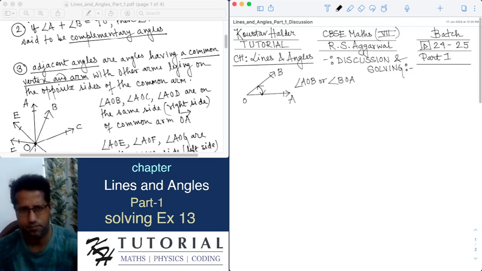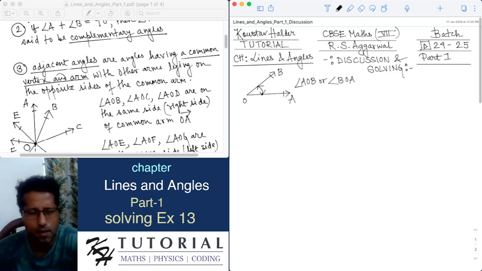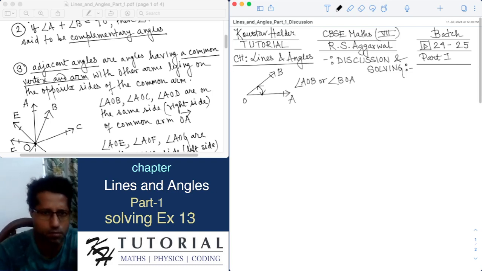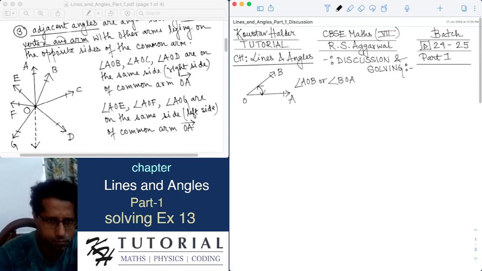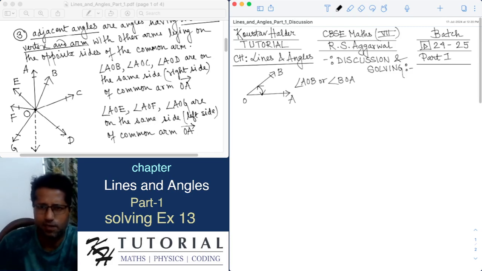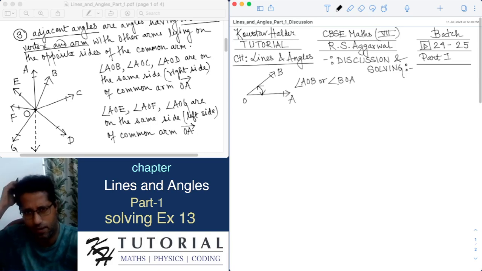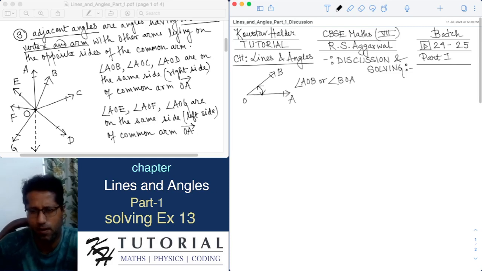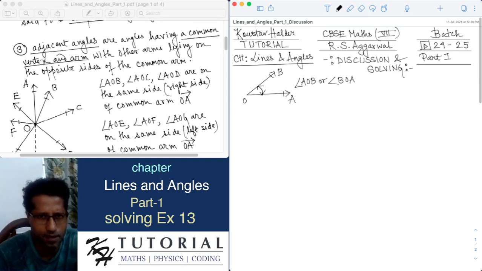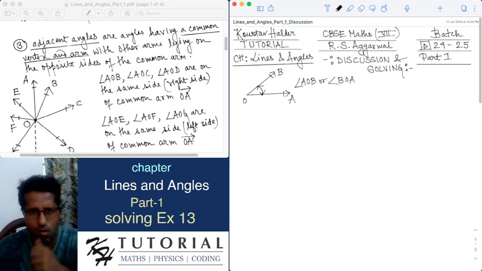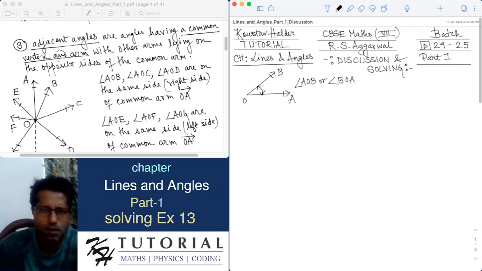Adjacent angles are angles having a common vertex and arm, with the other arms lying on the opposite sides of the common arm. Now, what is an arm? On the right hand side, this angle AOB or the angle BOA has arms OA and OB. The rays OA and OB are called the arms, and they have a common point, that is O. Now, what are adjacent angles? Adjacent angles are angles having a common vertex and arm.